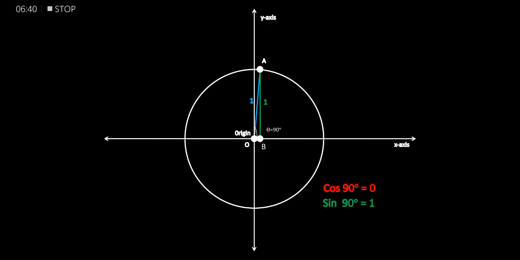What about length of green line? It is equal to radius of circle. So it is equal to 1. It is the representative line of sine of angle. Angle in this figure is equal to 90 degree. So sine of 90 degree is equal to length of green line, which is equal to 1.